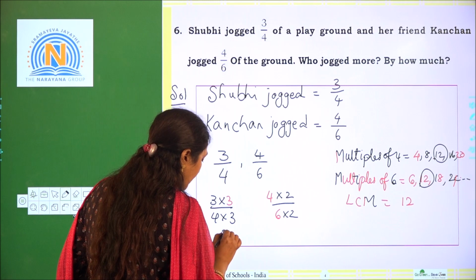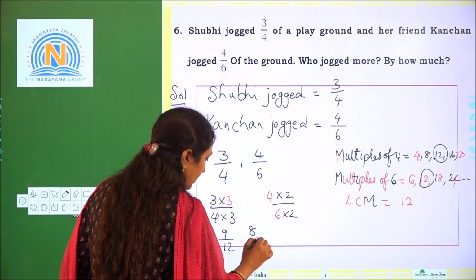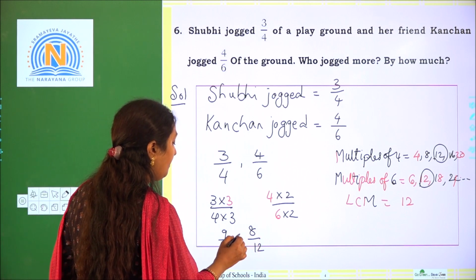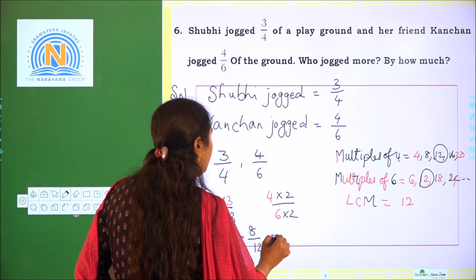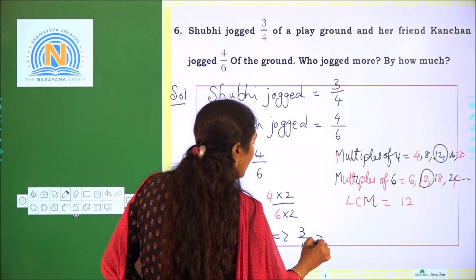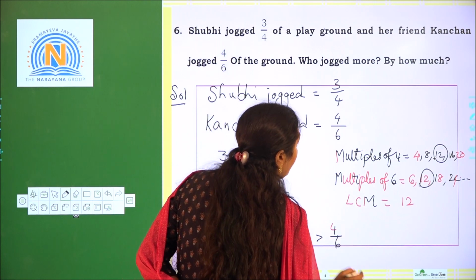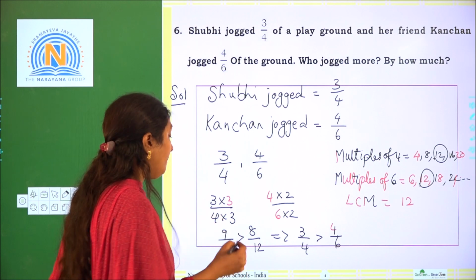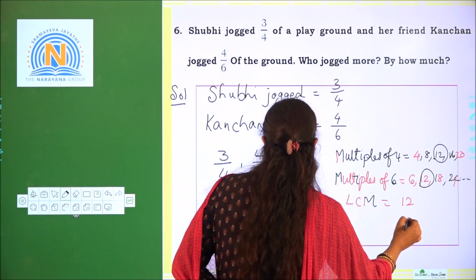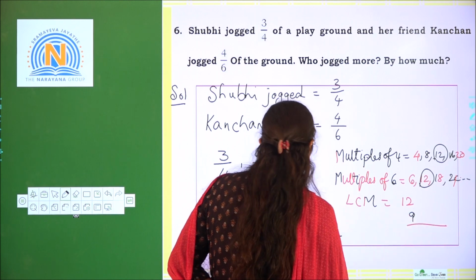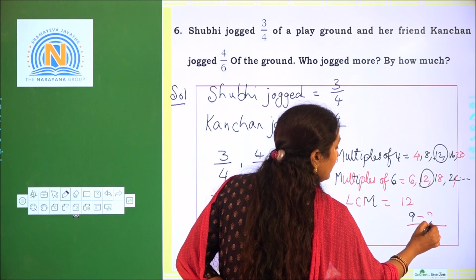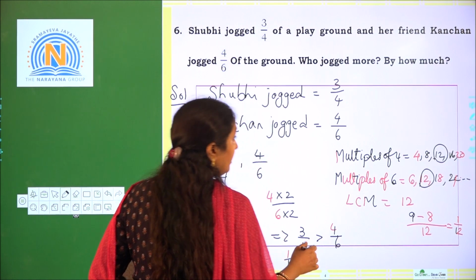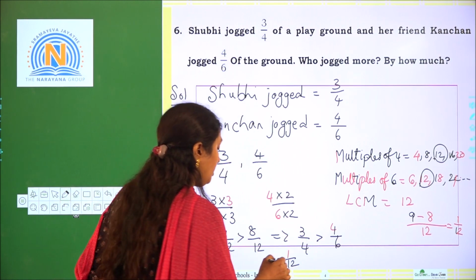So 3 3s are 9 by 12. 4 2s are 8 by 12. Which is greater, children, here? 9 by 12 is greater than 8 by 12. That means 3 by 4 is greater than 4 by 6. By how much she jogged more, we take 9 by 12 with the common denominator: 9 minus 8 is 1 by 12.